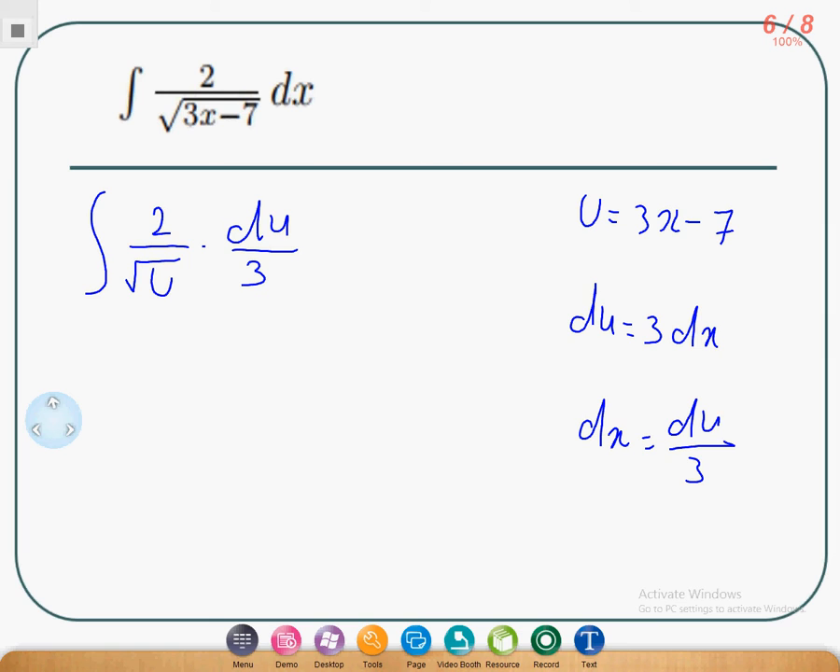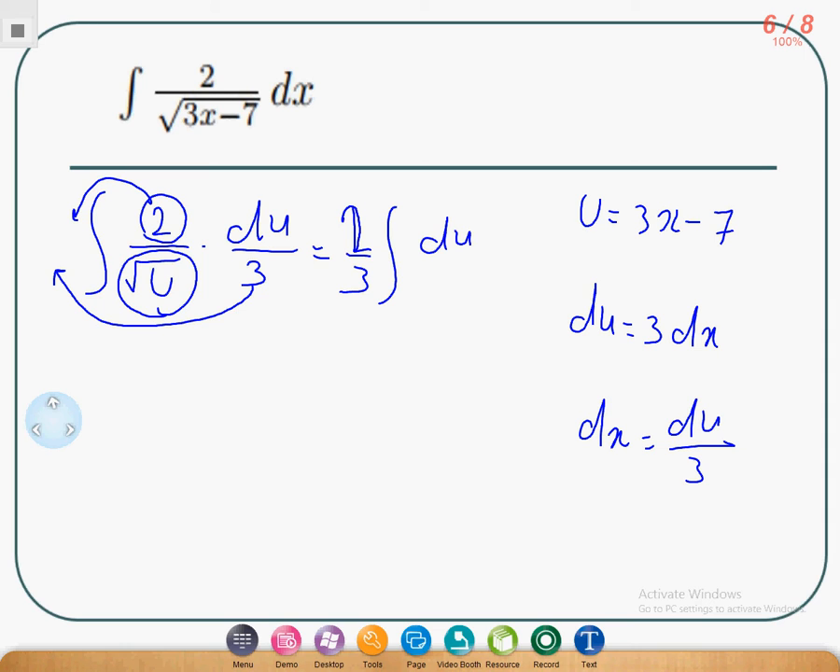Take care, because I will move 3 outside the integration. And the square root for u, I will put it as exponent. So I have to convert from radical form to exponent form. So I will put it by this way. 1 over 3 and also 2. You have to move it. So it will be not 1, it will be 2 over 3 and the integration as it is du over u to the power half.